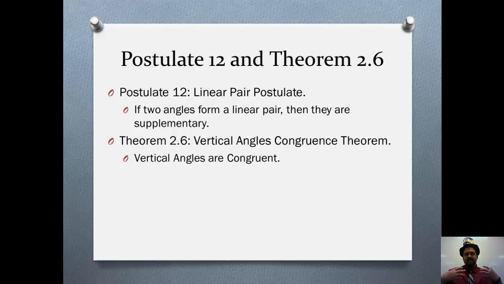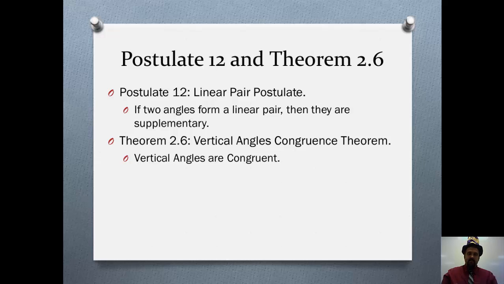Alright, now that we have gotten our first proof out of the way, postulate 12 and theorem 2.6 are the next two things we need to talk about. Both of these have another name, so memorize the name. If you forget that postulate 12 is the linear pair postulate, it's not going to be the end of the world. But if you remember that the linear pair postulate says if two angles form a linear pair, then they are supplementary, that's all I'm asking.